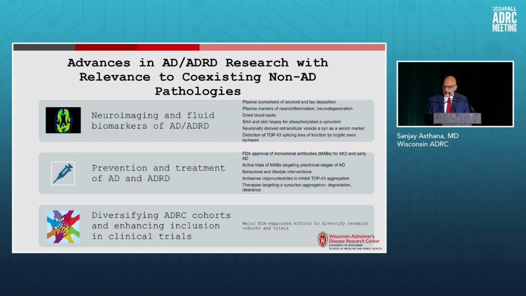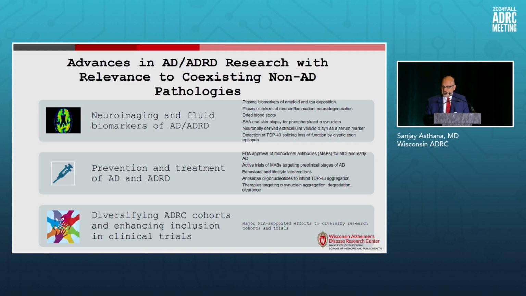Now, in the area of those coexisting pathologies, some advances have been made. You all have heard about the seed amplification assay, which is for alpha-synuclein deposition, and also the skin biopsy, which can establish alpha-synuclein deposition. Believe it or not, the sensitivity and the specificity of SAA and the skin biopsy is between 97 to 100%. That's in the literature. I don't know of any diagnostic test for any disease that has a sensitivity and specificity which is so high. So once again, the seed amplification assay and the skin biopsy are some advances in establishing alpha-synuclein deposition and related diseases. Another real advance is the neuronally derived extracellular vesicles and the alpha-synuclein assay in these vesicles. This could be a potential blood-based biomarker for alpha-synuclein.